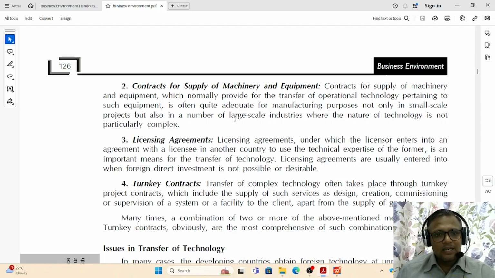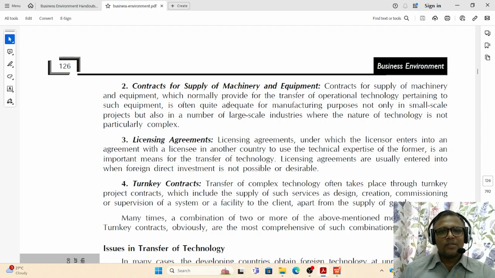Third is the licensing agreement. The licensing agreement is one under which the licensor enters into the agreement with the licensee in another country to use the licensed expertise for the former. It is an important means for the technology transfer because the licensing agreements are usually entered into when the foreign direct investment is not possible or desirable. So licensing is basically a process in which the licensor tries to move into this other country or other area with the help of technical expertise or experts, and they try to use that person, because of which the technology transfer comes into the picture.